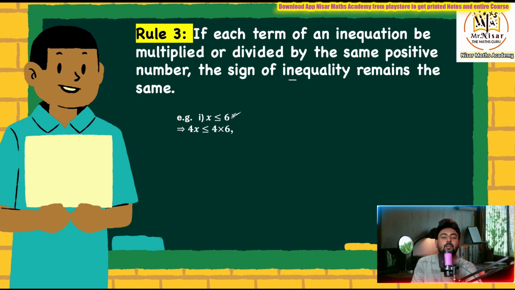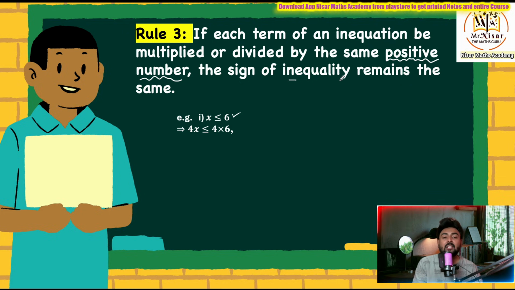This is an example. Now children, what does the rule say here? If you multiply both sides by the same positive number, you have to focus on this word, children. This is something very important here. Positive number. We are talking in rule number 3 about the positive number.